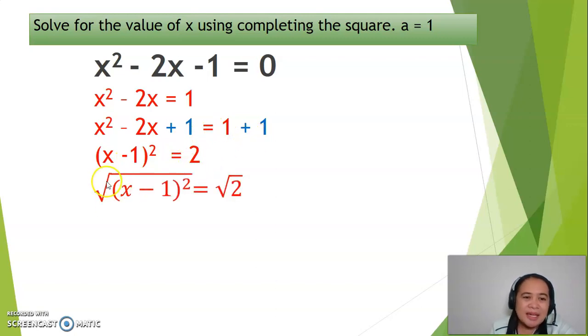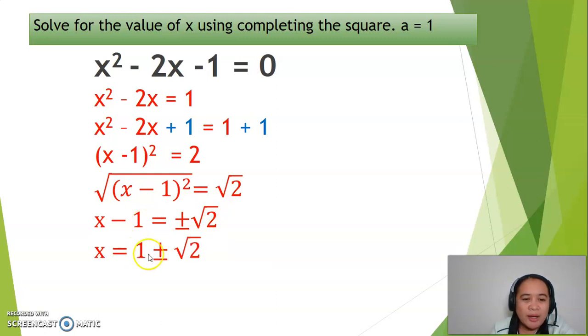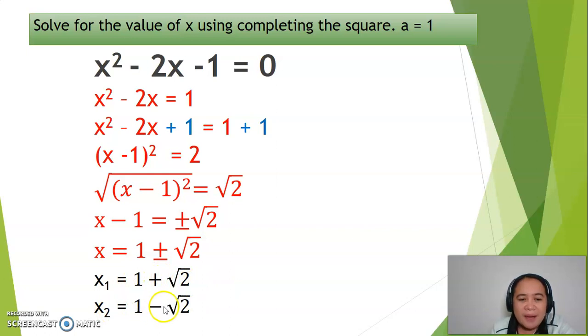Next step, get the square root of both sides. So you can cancel the radical sign and the power, you will get x minus 1. The square root of 2 is basically plus and minus square root of 2. Transfer 1 to the other side, you will get 1 plus and minus square root of 2. So the first root would be 1 plus square root of 2. The second root is 1 minus square root of 2.